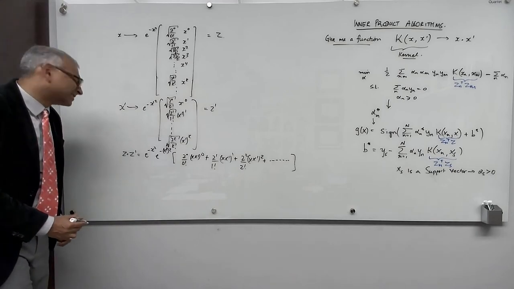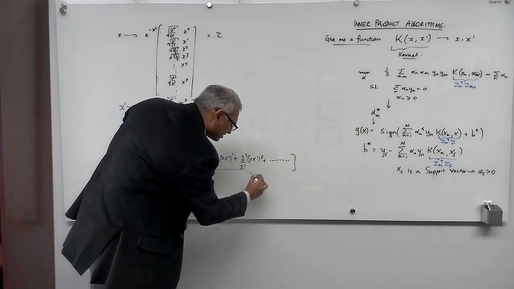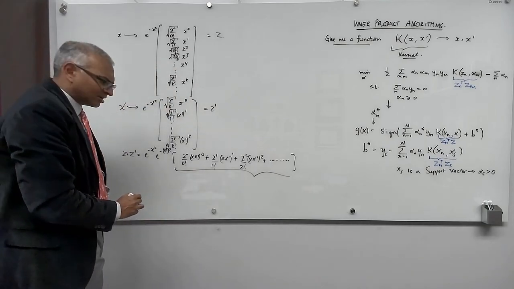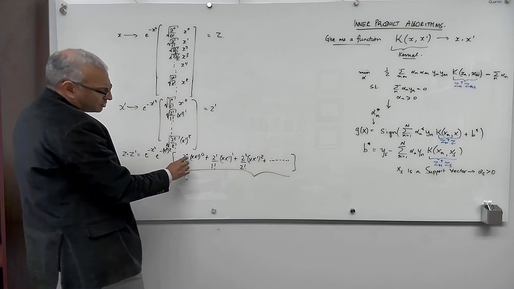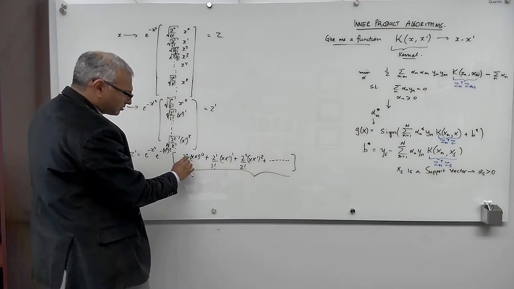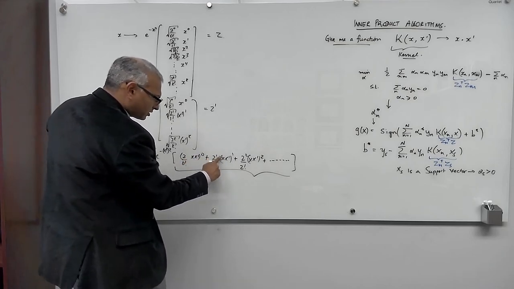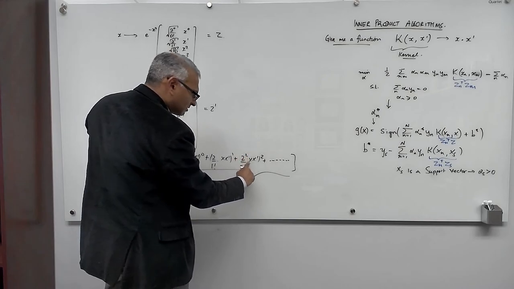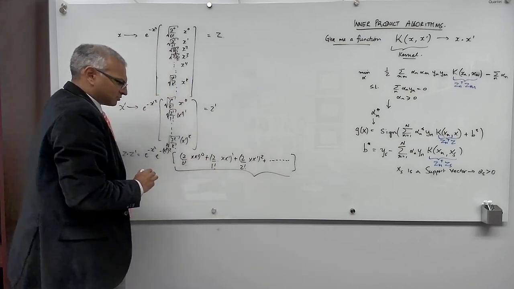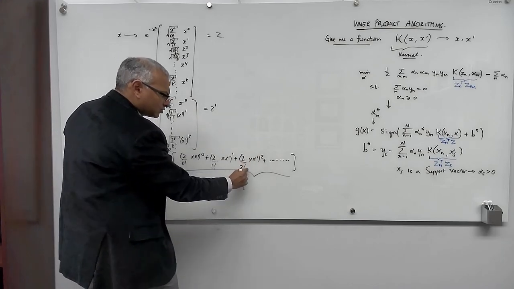But we are all experts at analysis, and we notice that this infinite sum is always convergent. We can put the 2 to the 0 in here, so let me make this 2xx prime. 2 to the 1 can be brought in here, so let me make this 2xx prime. 2 to the 2 can be brought in here, so again 2xx prime. So you have something to the 0 over 0 factorial, something to the 1 over 1 factorial, something to the 2 over 2 factorial, adding it all up.